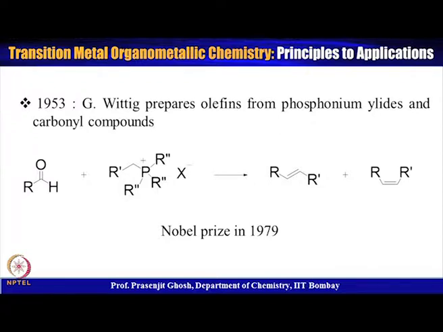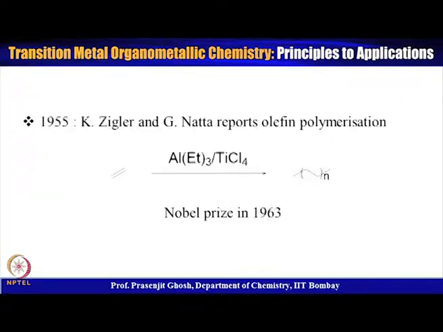Actually, the reaction of aldehyde with phosphonium ylides led to various olefins, the cis and the trans olefins. This was a very important discovery, as one could make olefins from carbonyl compounds. The impact of this discovery was recognized by the fact that the Nobel Prize for 1979 was awarded for this reaction.